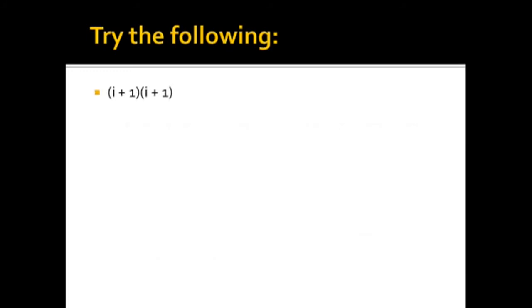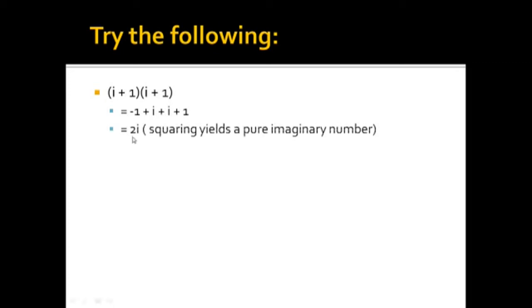So let's try the following. Let's try messing this up a bit. Let's find out what happens when they are the same. So let's say we have i plus 1 times i plus 1. We're squaring a complex number. What happens? Does it blow up? What does it do? So here we have i times i, which is minus 1. And then the rest is just 1 times i plus 1 times i. That's just i plus i. And we get plus 1. Well, any guesses as to what's the result? Well, the result is 2i. And so that teaches us that squaring a complex number yields a pure imaginary number.